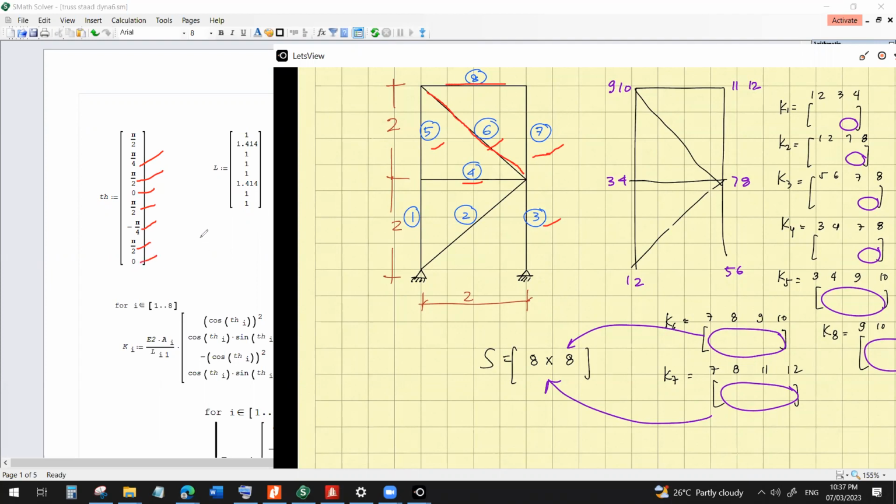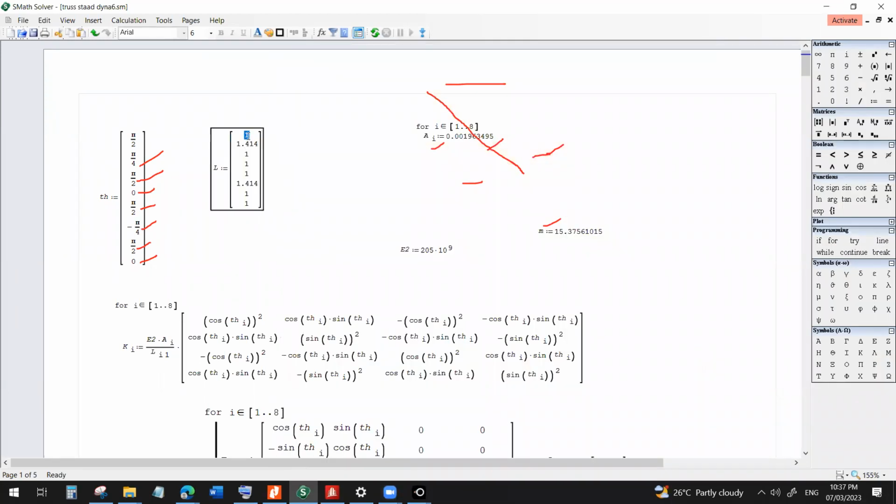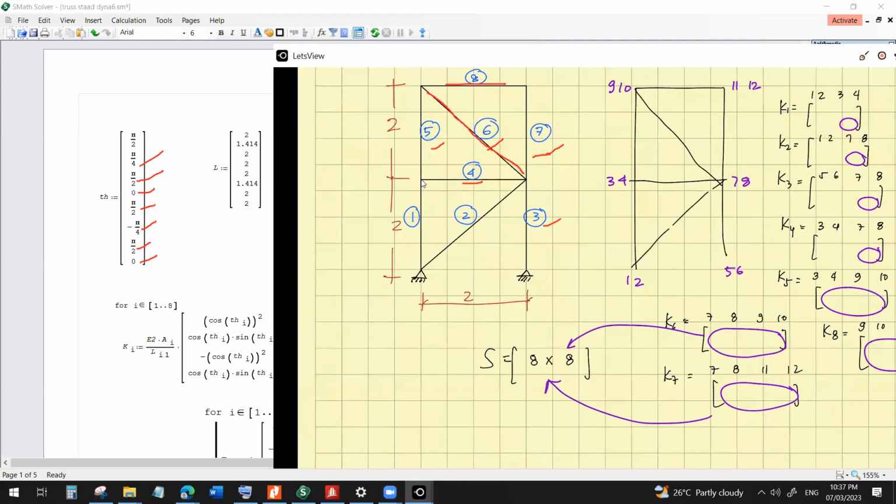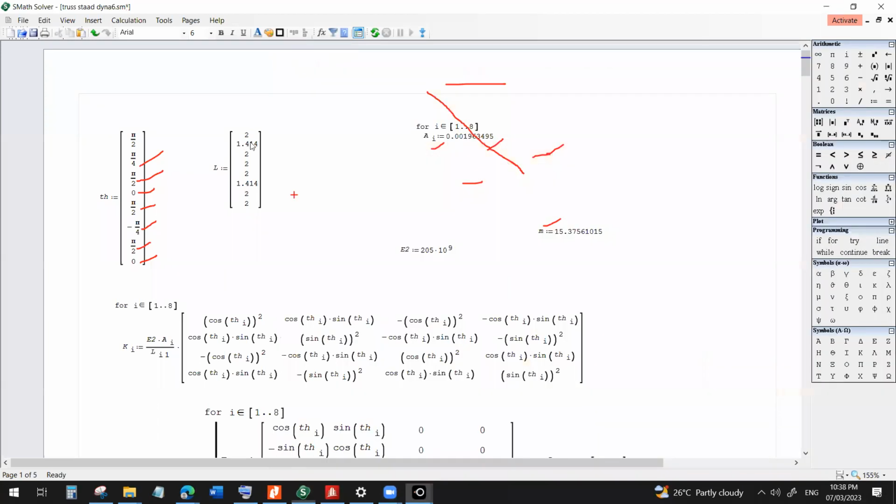Okay? Now, I'll update the length. No? Kasi 2 meters na sila. So, this will be 2. Lahat naman, 2. Except yung diagonal. This is 2. Then, for the diagonal, ano na yung length ng diagonal? 2 square plus 2 square. Square root of that, 2.828.